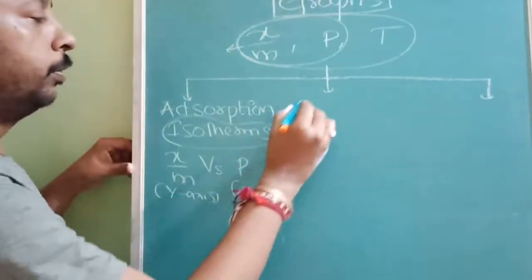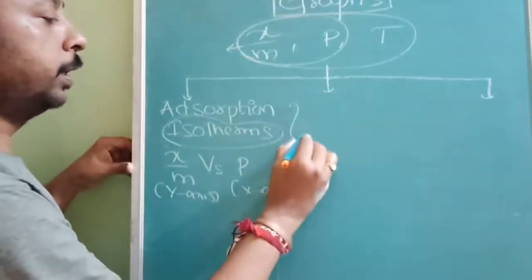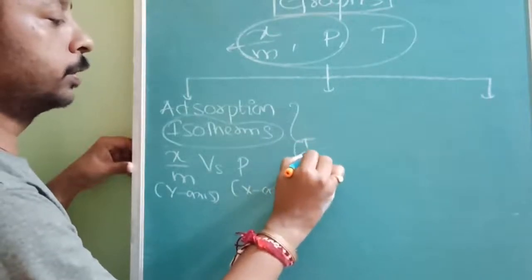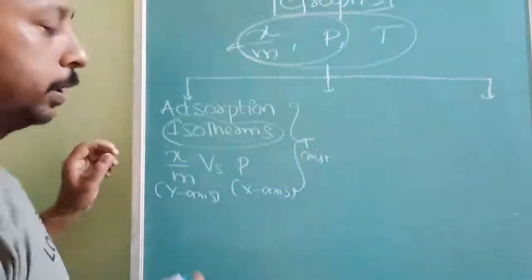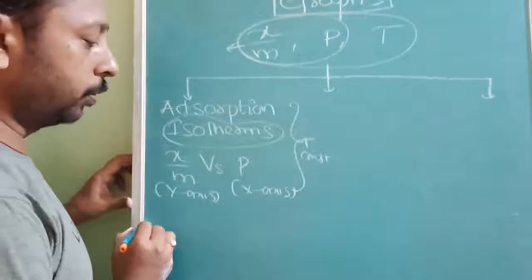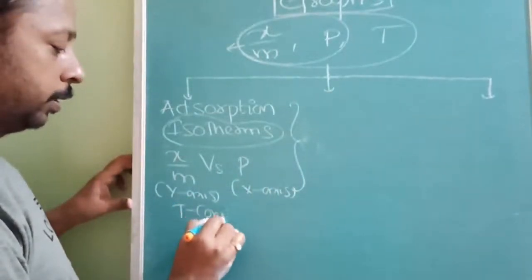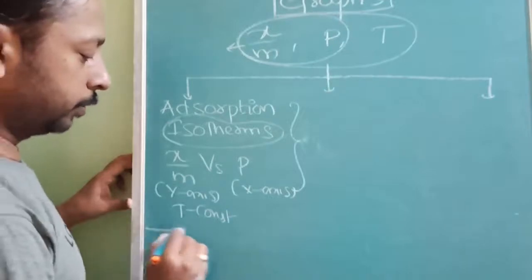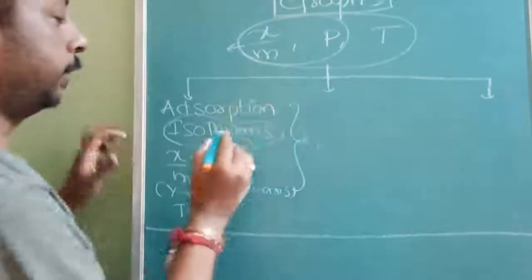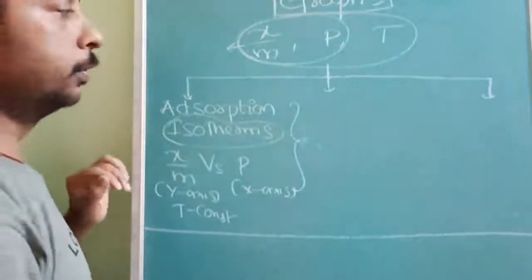During this, what will be constant? T is constant. I am giving you just an overlook. Here T is constant. Why is it constant? The name itself, adsorption isotherm.